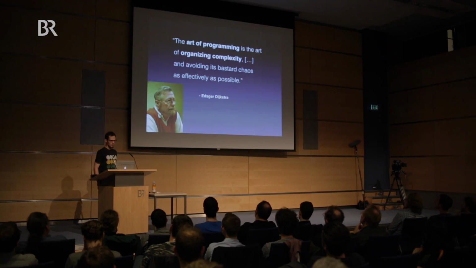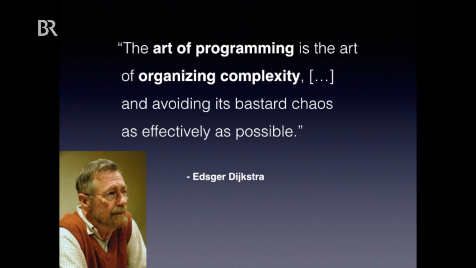There is a quote from Dijkstra. He's maybe one of the most amazing computer scientists we ever had for distributed computing. And he had a famous quote: the art of programming is the art of organizing complexity and avoiding its bastard chaos as effectively as possible. And Flux is basically doing this. So if you think about what can go wrong if you write MVC applications, where can you get into a chaos state?